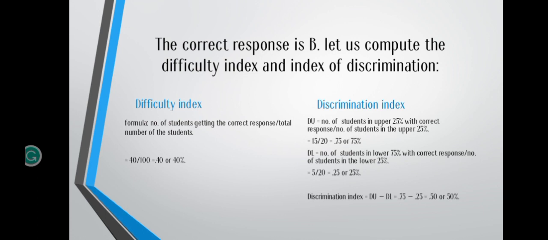Tapos, kapag kukunin mo na yung discrimination index, gagawin mo lang ay si DU, ima-minus mo doon kay DL. So, si DU mo ay 0.75, si DL mo ay 0.25, minus mo silang dalawa, ang magiging result ay 0.50 or 50%. Ibig sabihin nun, yung test item mo ay pwede mo siyang i-include doon sa test questionnaire.